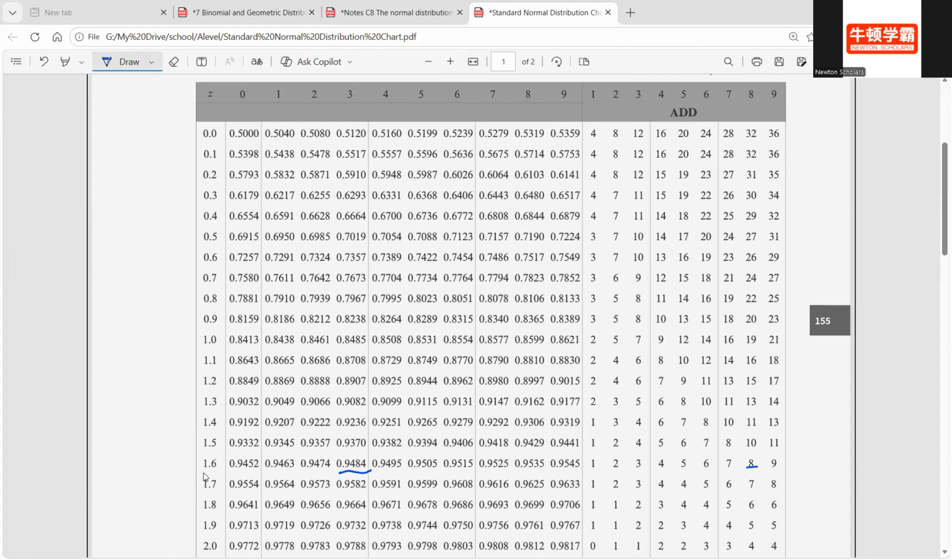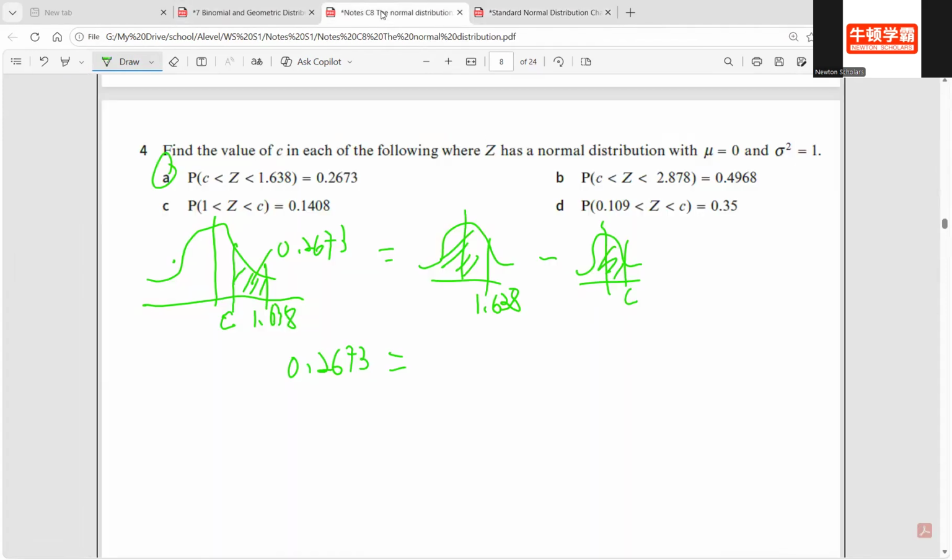We add back: 0.9484 plus 8 means 0.9492. So it is 0.9492 minus something that we have to find. I find this one first. When I find this one, it means you have to use 0.9492 minus 0.2673, and you get this question mark.